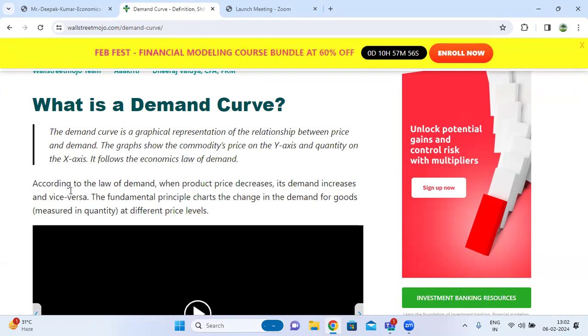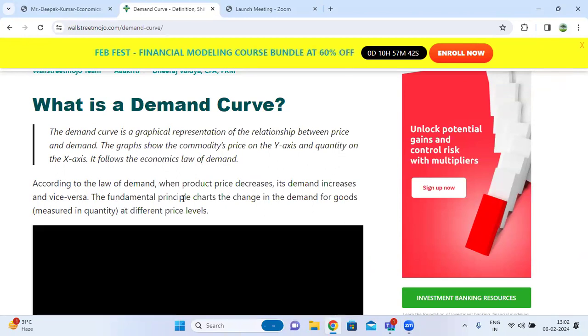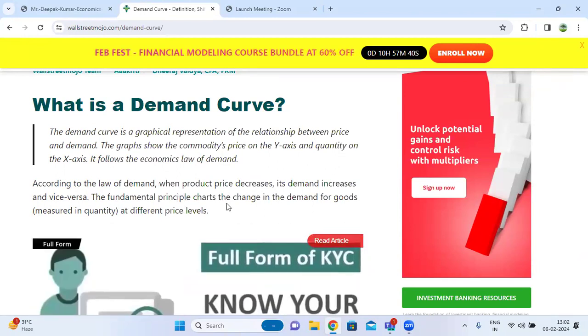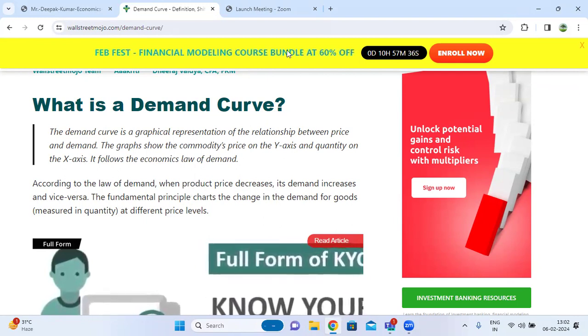So it is an opposite relationship between the product price and demand: when the price decreases, demand increases. The fundamental principle charts the change in demand for goods at different price levels. So the change in demand can be affected by different price levels.